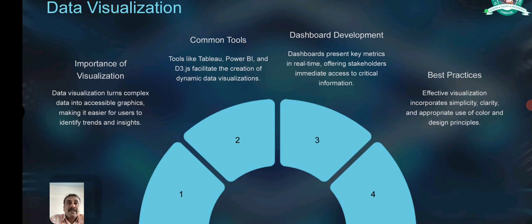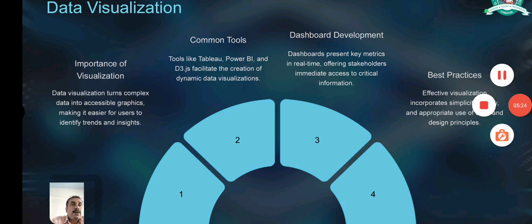Next, data visualization, the importance of visualization. Data visualization turns complex data into accessible graphs and makes it easier to use. Common tools like Tableau, Power BI, and D3.js facilitate the creation of dynamic data visualizations. Dashboard development and best practices: effective visualization incorporates simplicity and clarity and appropriate use of color and design principles.